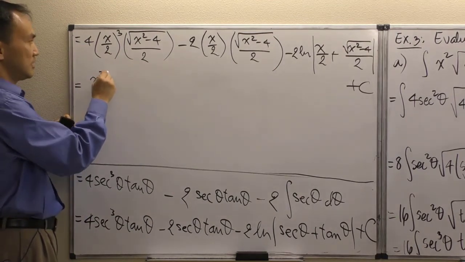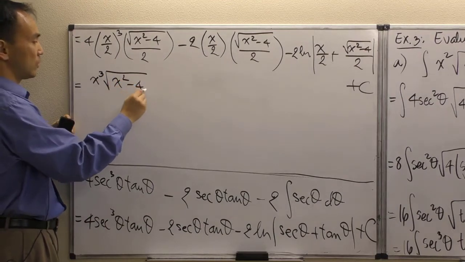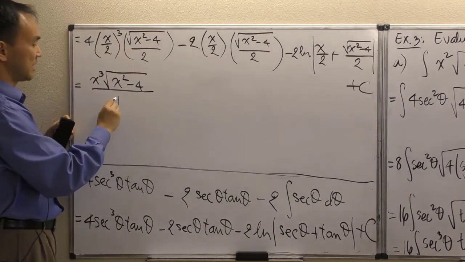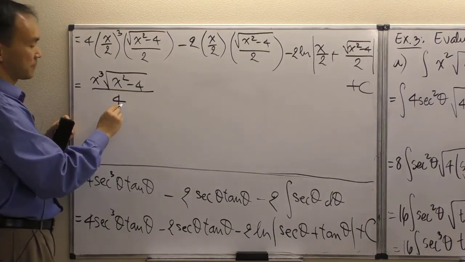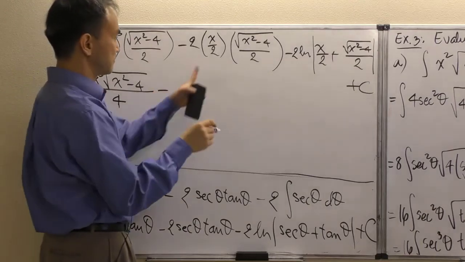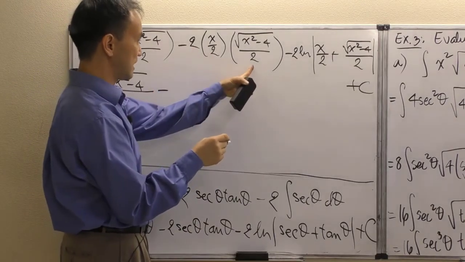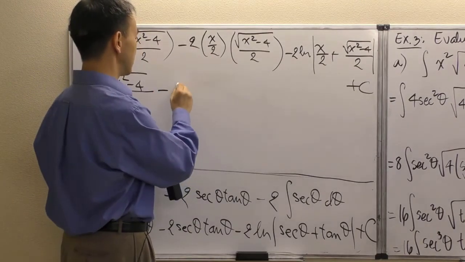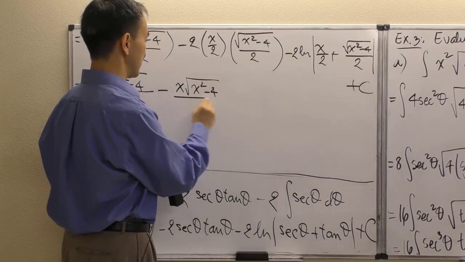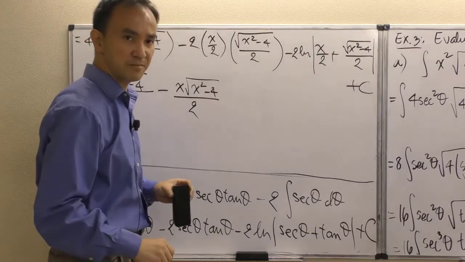So I'm now looking at, altogether in one fraction, x cubed square root of x squared minus 4 over, the 4 cancels with the altogether down here is going to be a 4 right there. All right, and so now minus 2 cancels with that 2, but then there's still that factor of 2 that remains. So it's x times square root of x squared minus 4 over 2. That's done with that term.